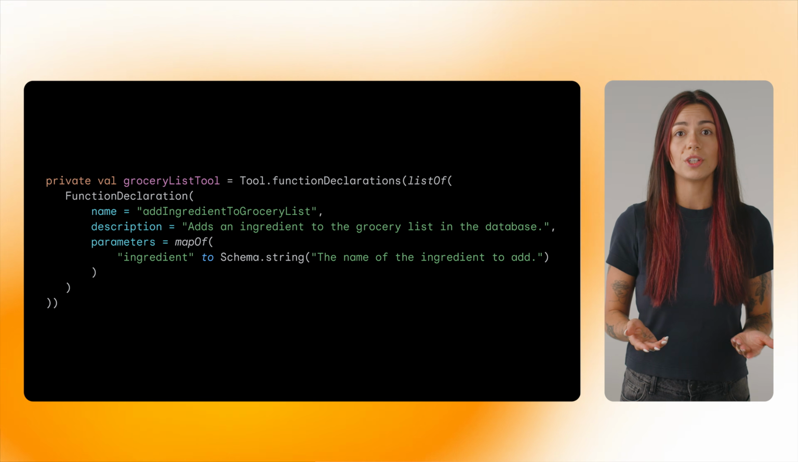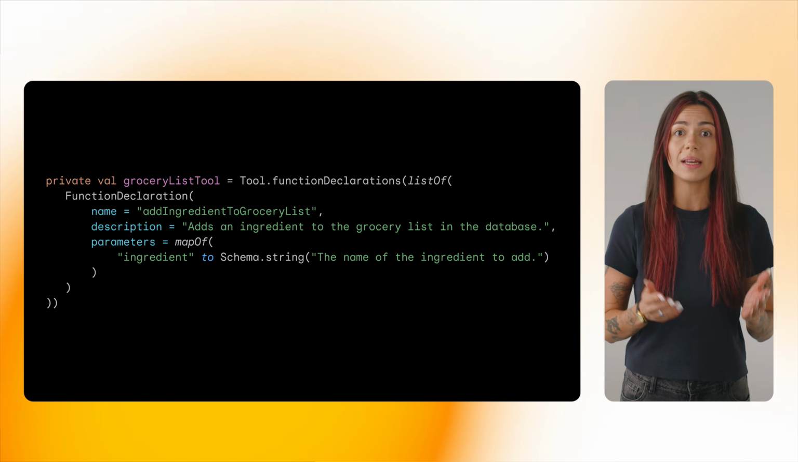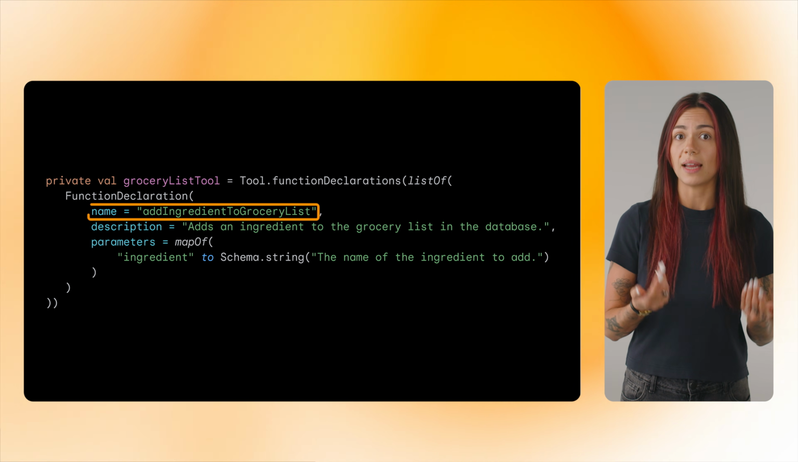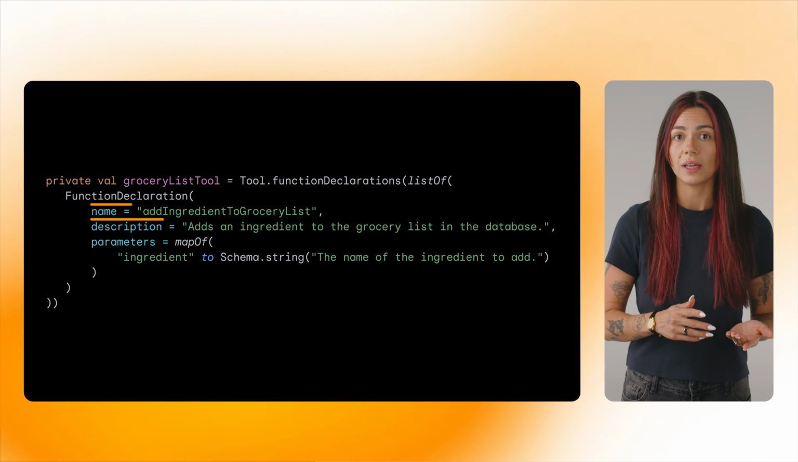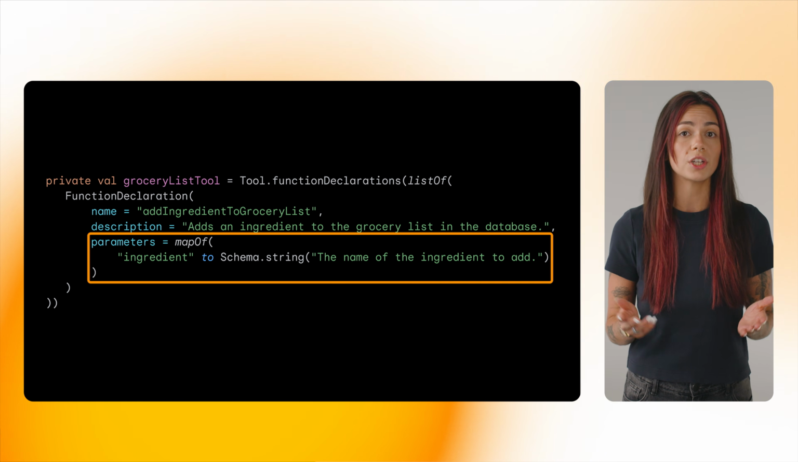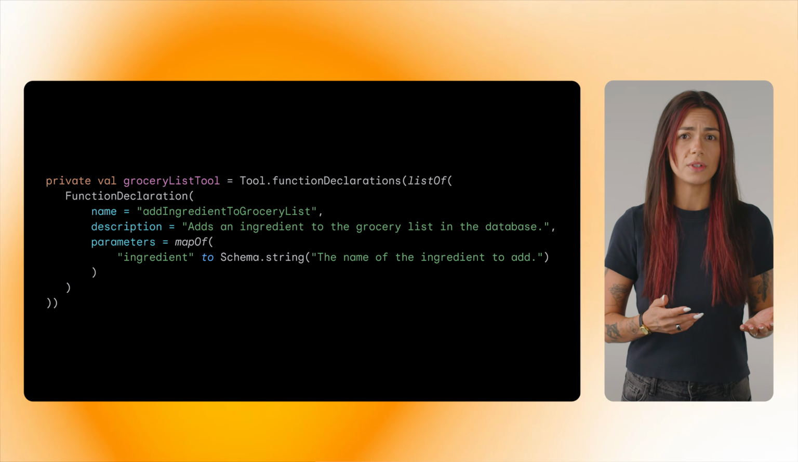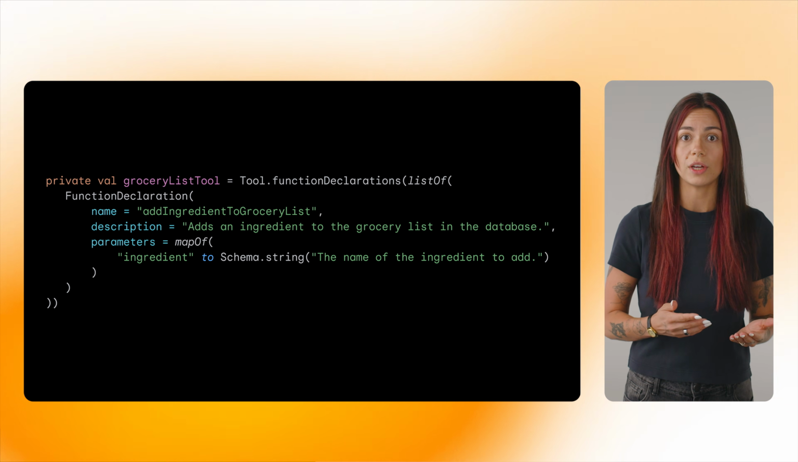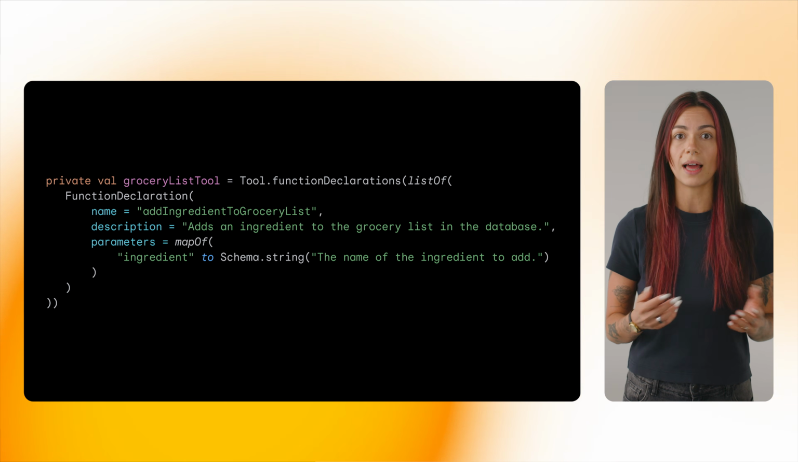The first step to achieve that is to declare a tool to manage grocery items, as you can see here. We need to provide a name and a description to this function and declare what parameters the function needs. As we saw previously in this video, the grocery list tool was added to the live model configuration when creating an instance of the live model.